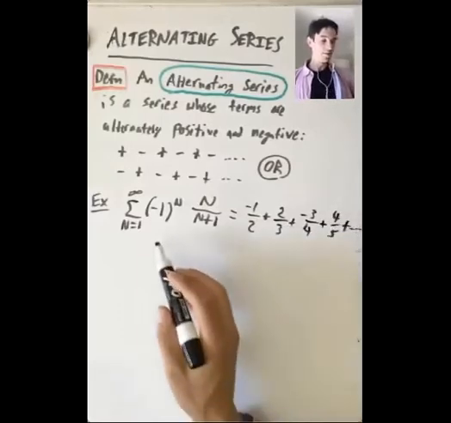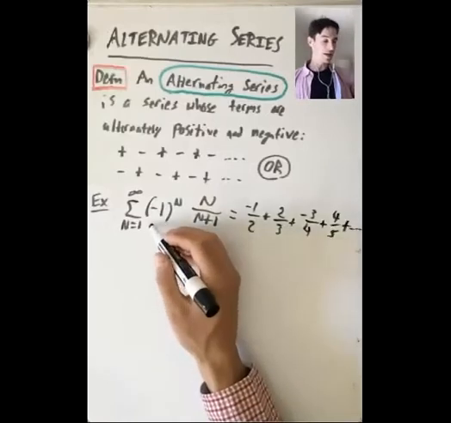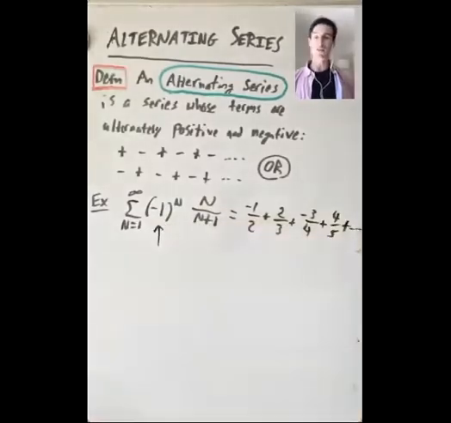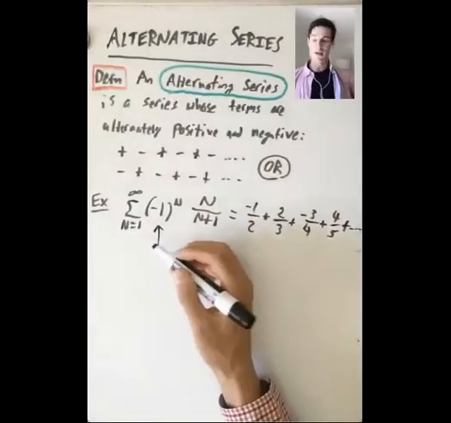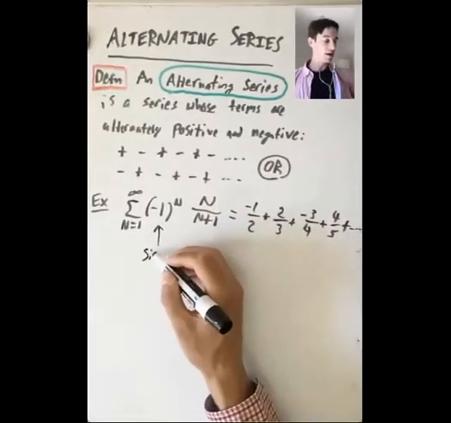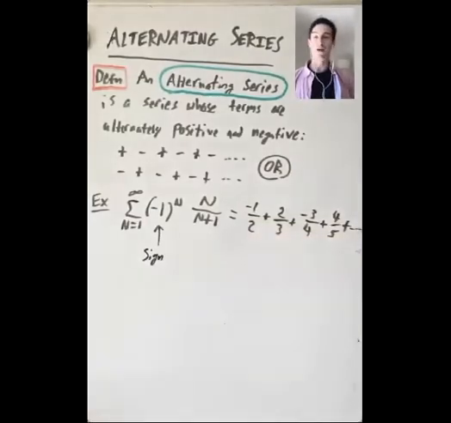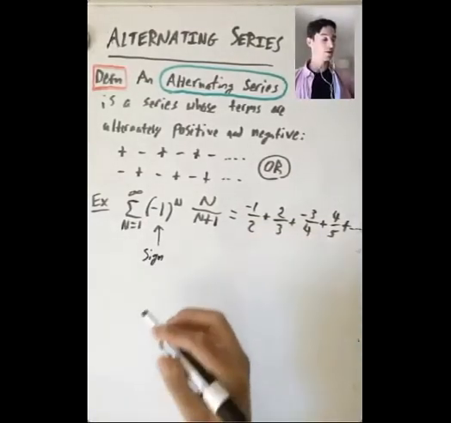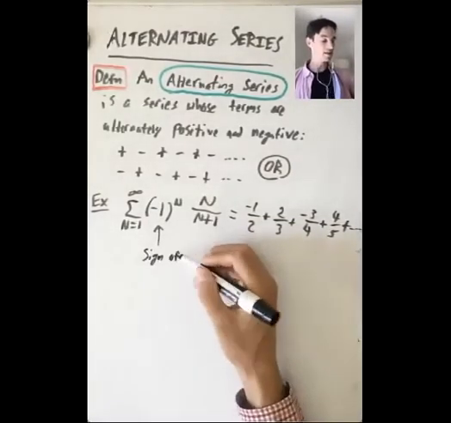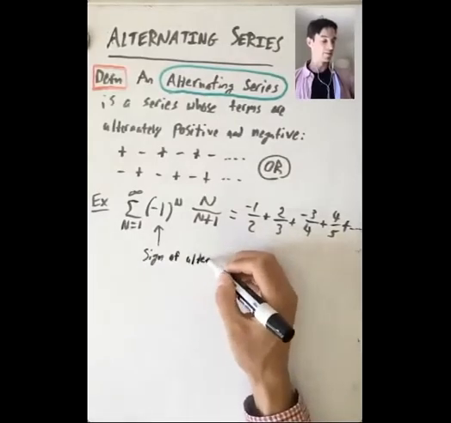and so on. And the reason that this is alternating is because this minus 1 to the n flips back and forth between plus, minus, plus, minus. So whenever you see a minus 1 to the n power or minus 1 to the n plus 1 power or something like that, this is an excellent sign of an alternating series.